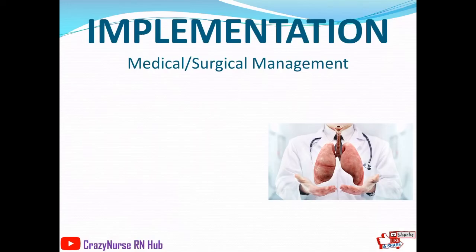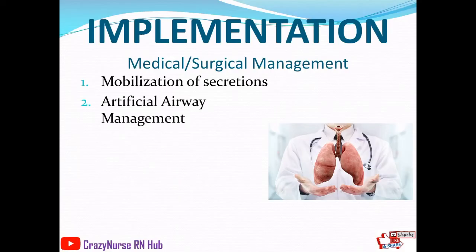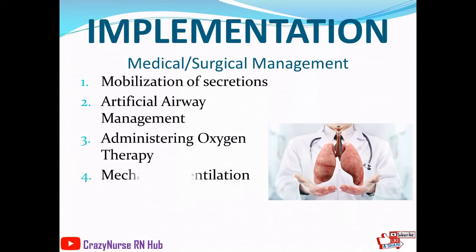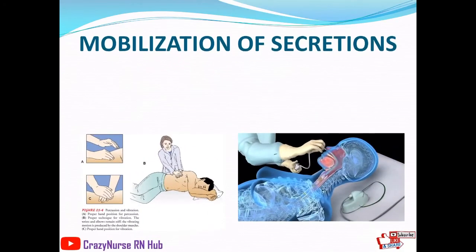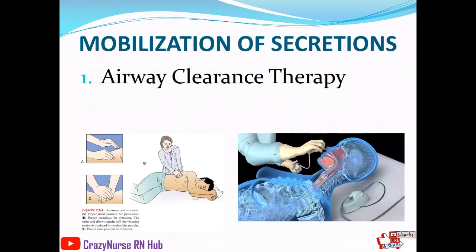Now we'll proceed with the implementation phase of the nursing process. This includes the medical and surgical management, under which we have the mobilization of secretions, artificial airway management, administering oxygen therapy, mechanical ventilation, thoracic surgeries, and lung transplantation. First, let's discuss mobilization of secretions by way of airway clearance therapy and airway suctioning.